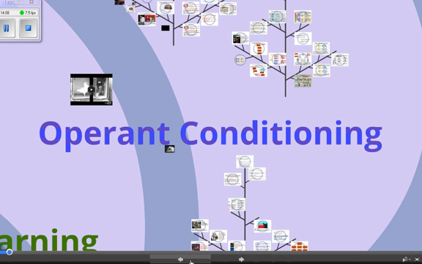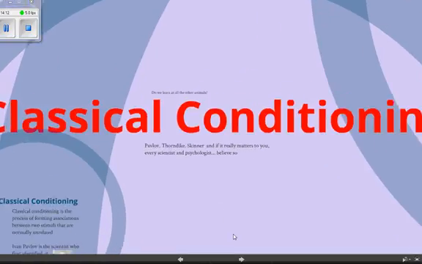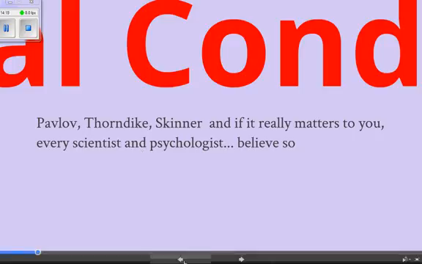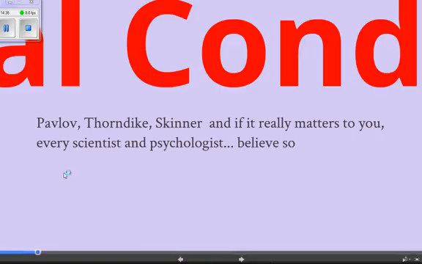I'm sorry, I'm going back again. Classical conditioning. Pavlov, Thorndike and Skinner were some of the researchers who practiced and experimented with dogs, cats, rats and pigeons. And if it really matters to you, all the scientists and psychologists believe that we do learn like any other animal.